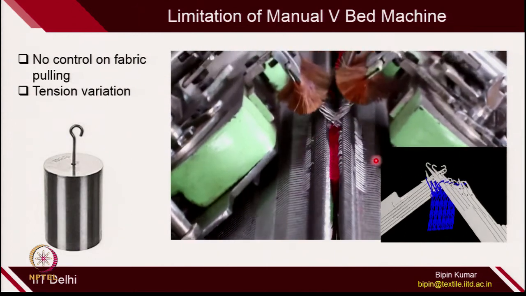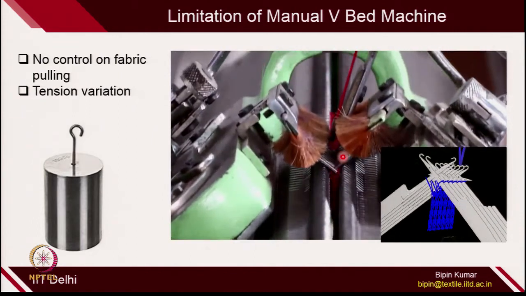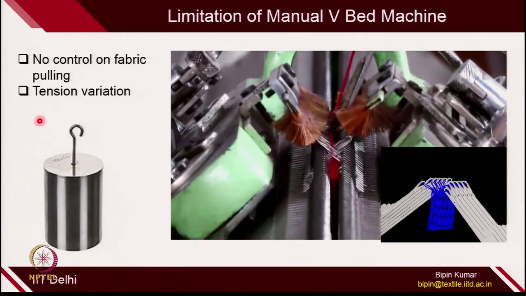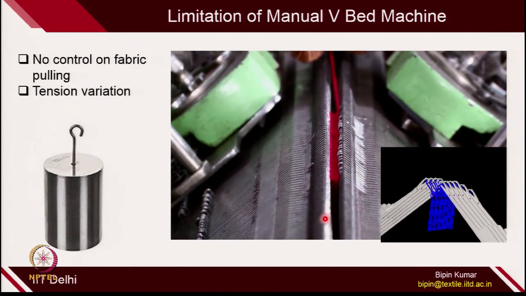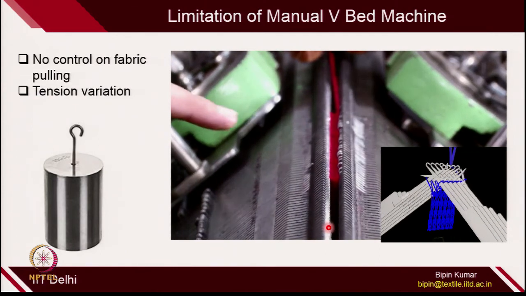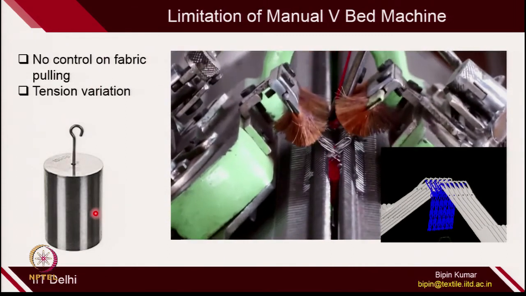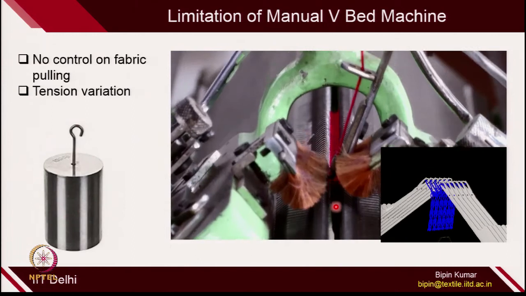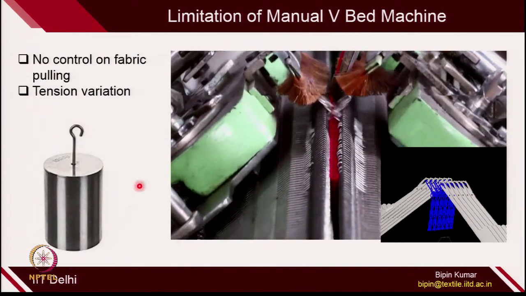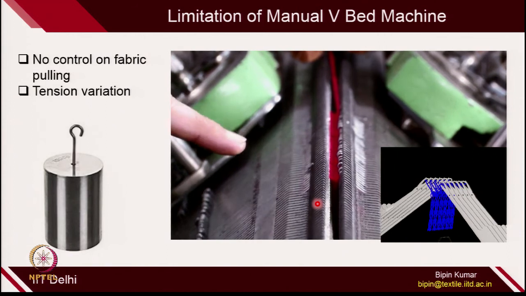If you see the machine, when you are creating the fabric, it is being pulled from underneath between these two beds with the help of dead weight. You put dead weight here, and because of that, the tension pulls the fabric in a downward direction. Since the dead weight is applied, and obviously dead weight is not uniform, there will be tension variation at different points when you apply this dead weight to a certain loop, and because of that, there may be non-uniform loops on the fabric surface.